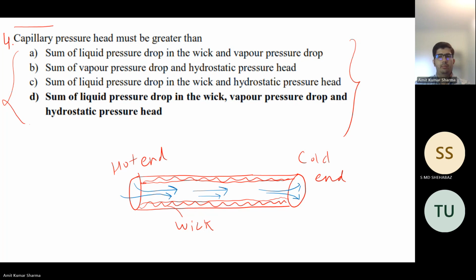What is the meaning of summation? I got your point, but what is the meaning of this capillary pressure head? Why should it be greater than this whole summation? Suppose it is not greater, then what will happen? The point is, suppose it is not greater, then what will happen? Think about it.